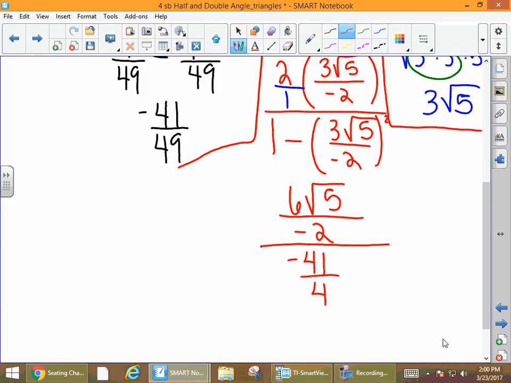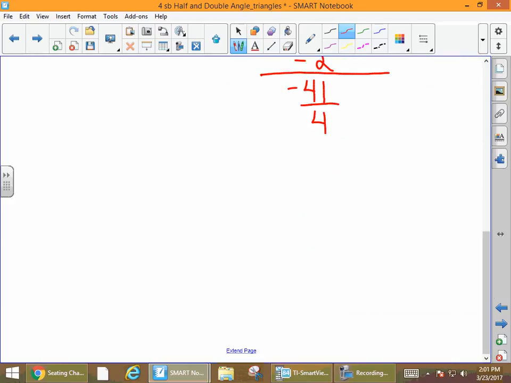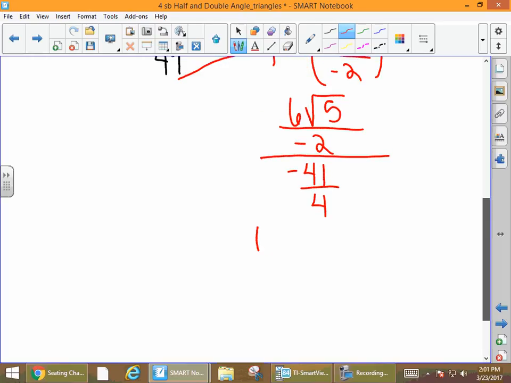So finally, when dividing, don't ask why. Flip the second one and multiply. So we end up with 6 radical 5 divided by negative 2. And when we divide, sorry, I didn't say it: when we're dividing by negative 41 over 4, that's the second one. When dividing, don't ask why. Flip the second one and multiply.